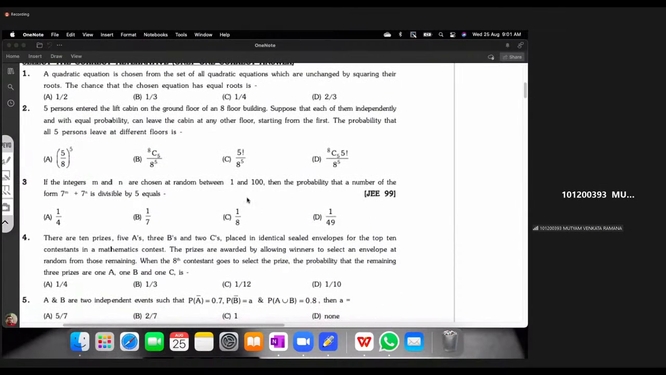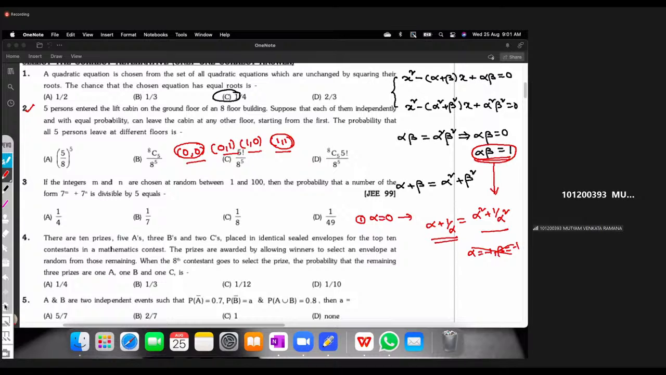Next question is, okay, please take it. Second question is, 5 persons enter the lift cabin on the ground floor of an 8 floor building. Suppose that each of them independently, with equal probability, can leave the cabin at any floor starting from the first. Probability that all the 5 persons leave at different floors. So total number of ways is first, second, third, fourth, up to eighth. So 8 to the power of 5 possibilities are there.